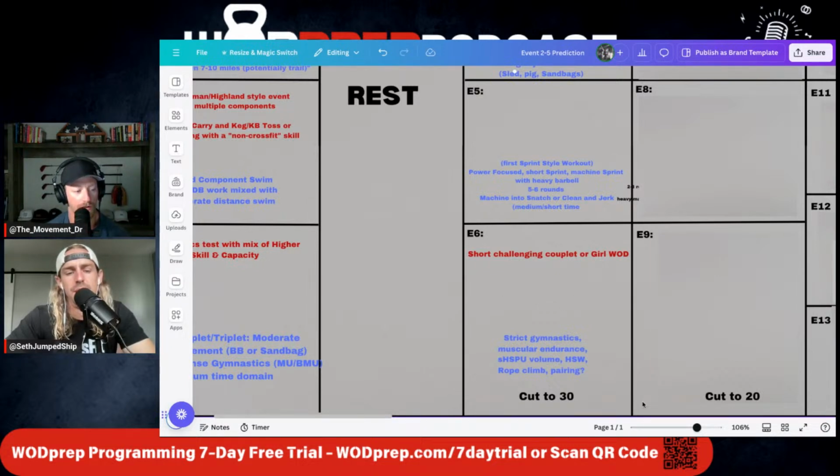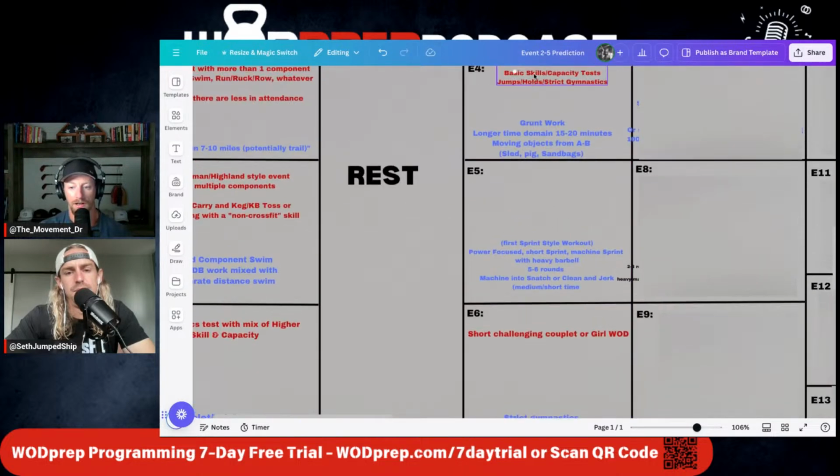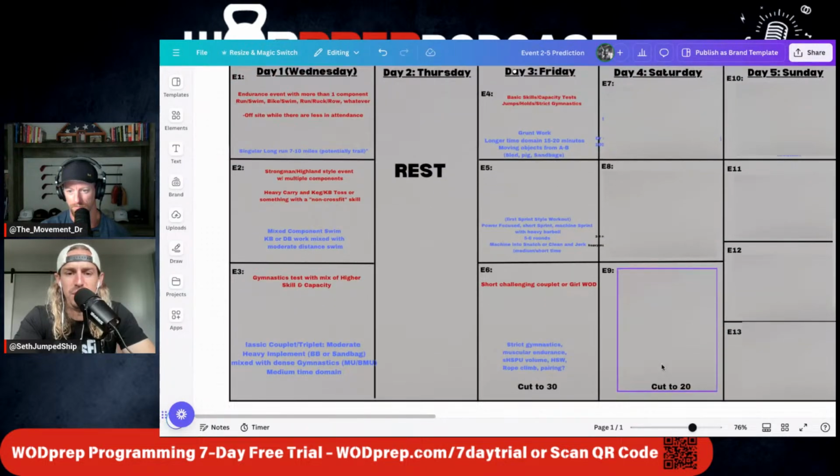I think that's such an important component and it's really going to balance out if we've had maybe too much aerobic or too much power. Maybe someone is just great at muscle ups or pulling, but I think that's where we need to fit something here. And so that would really, I think, combine in these tests right here. I think you could look at it that way, or you could look at it as the short challenging couplet or girl WOD that I put in there.